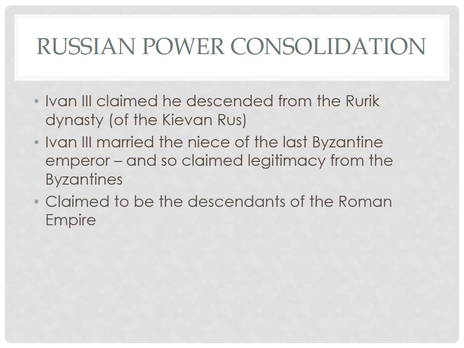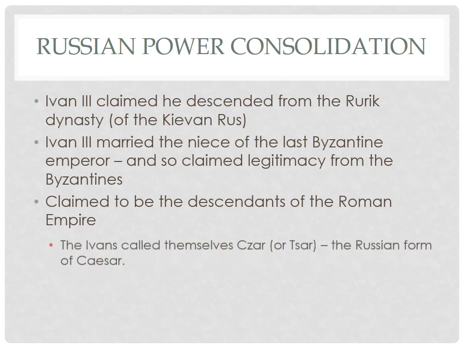Additionally, without much justification, he claimed to be a descendant of the Roman Empire. So way back when with the Caesar. Remember, we had Augustus Caesar and Julius Caesar, and all our Roman emperors are Caesars. That is their monarch name. And so Ivan III claims to be a descendant from the Roman Empire.